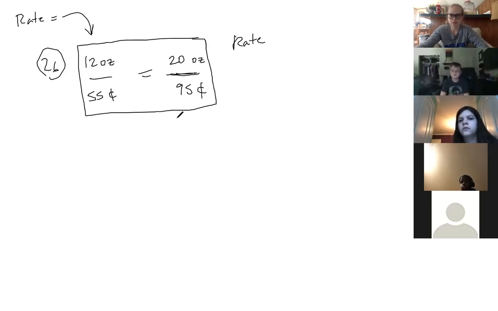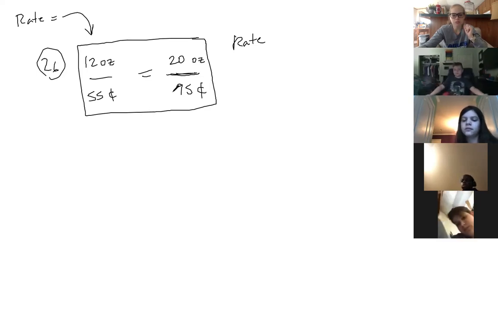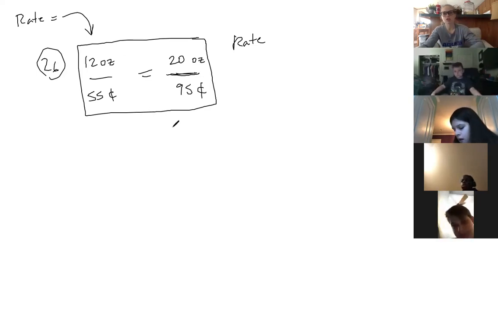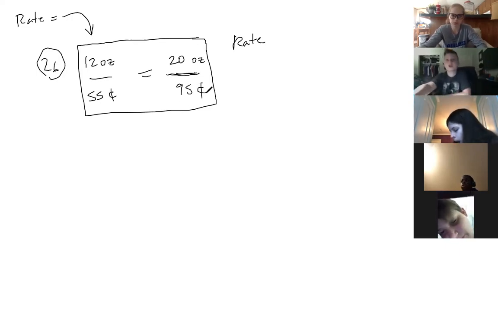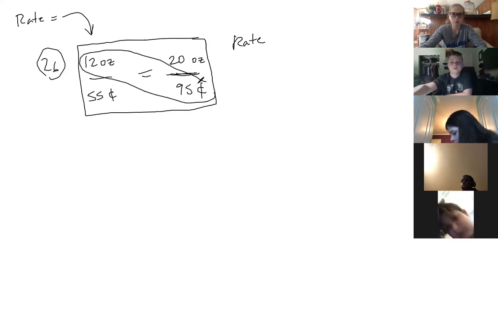Is this a proportion? In order for it to be a proportion, what has to be true, Grace? They both have to be equal. Okay, they have to be equal ratios. Parker, how am I going to check to make sure that these are equal ratios? What method are you going to do? Cross multiplication. Cross multiply these.